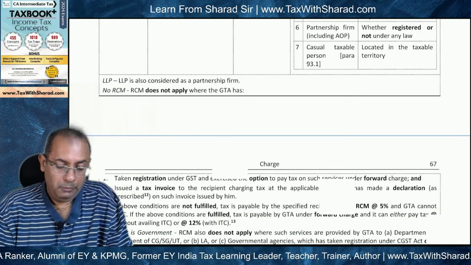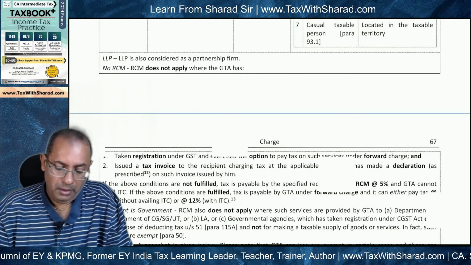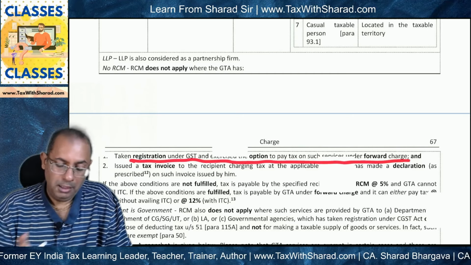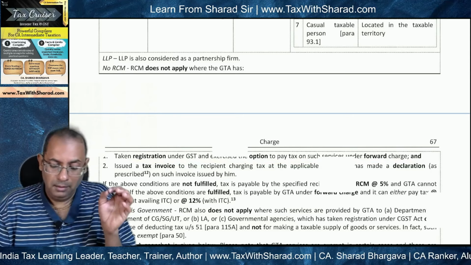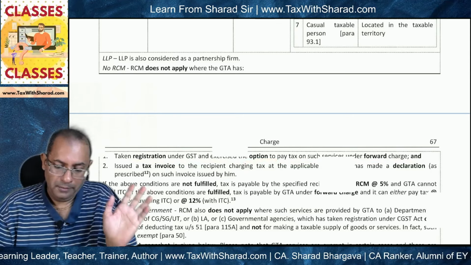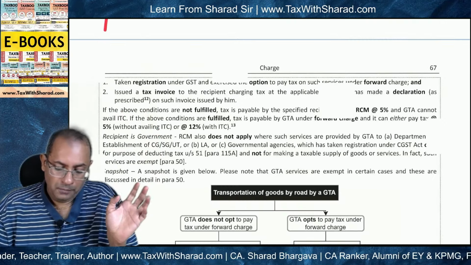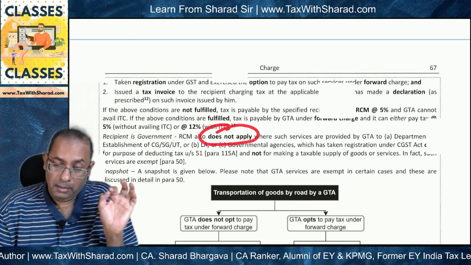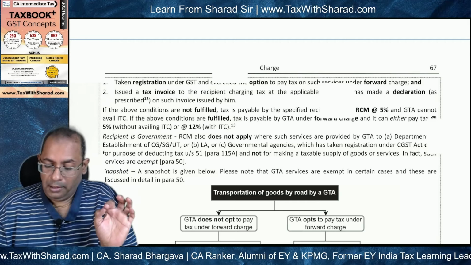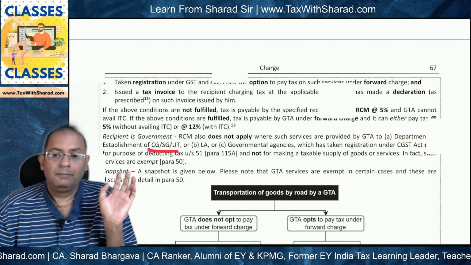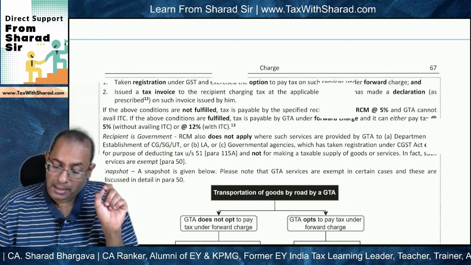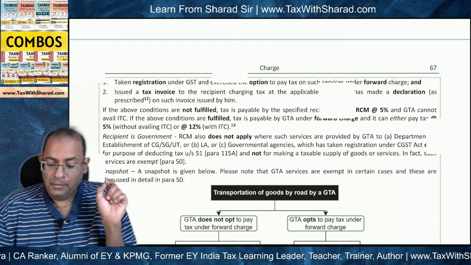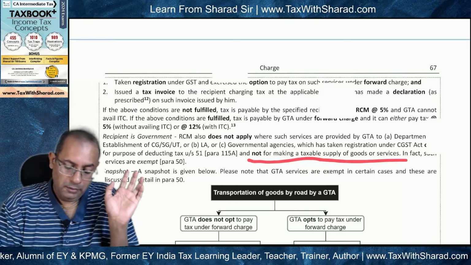But for RCM, we need to check this as well. RCM does not apply where the GTA has taken registration under GST and exercised the option to pay tax on such services under forward charge. We saw in the question it is specifically written that Mahi and Company has not exercised this option. Okay, so this becomes irrelevant. But there is another point that needs to be checked where the recipient is the government. RCM does not apply where the services are provided by a GTA to a department of the government, which is our case, which has taken registration under the CGST Act only for the purpose of deducting tax under Section 51 and not for making a taxable supply of goods or services.